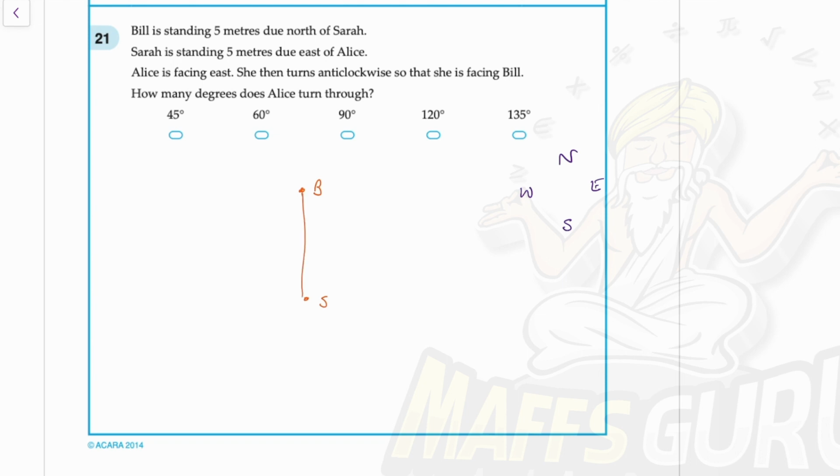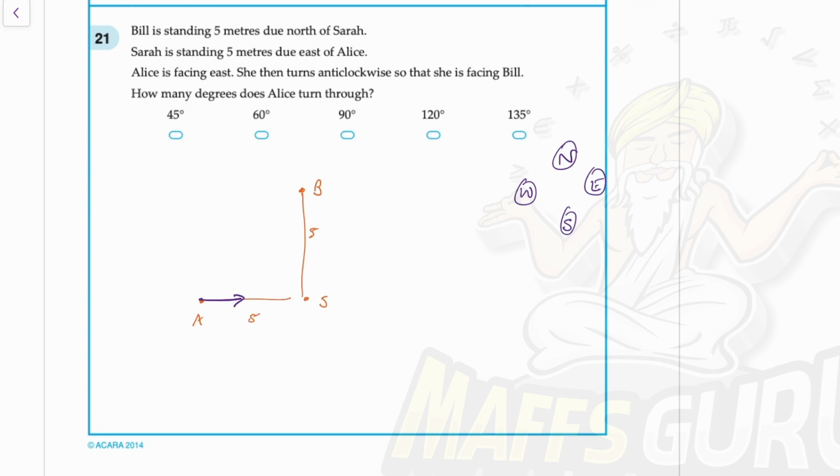And Sarah is standing 5 meters due east of Alice. So Alice is here. There we go. I can write 5 and 5 on there. Don't think it's going to make any difference. Alice is facing east. And if we remember, we've got never eat soggy wheat bix.